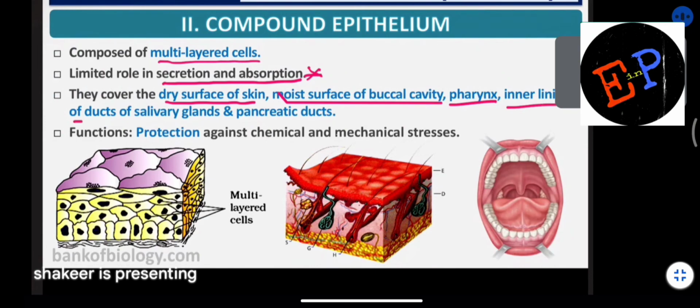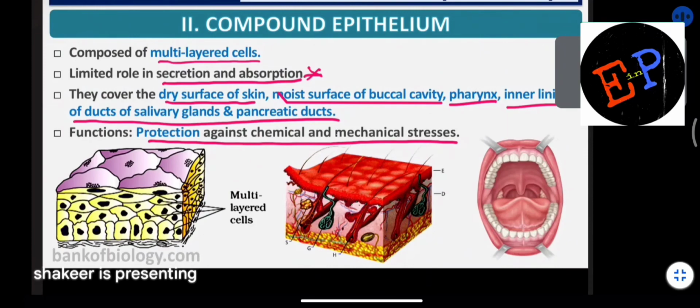The inner lining of ducts of salivary glands and pancreatic ducts. Are you able to understand? So the inner lining of ducts of salivary glands and pancreatic ducts also has compound epithelium. These inner layers are made up of compound epithelium. So what is the function? Protection against chemical and mechanical stresses. They are not responsible for secretion or absorption. Only to protect the body against mechanical and chemical stresses will this compound epithelium be present.